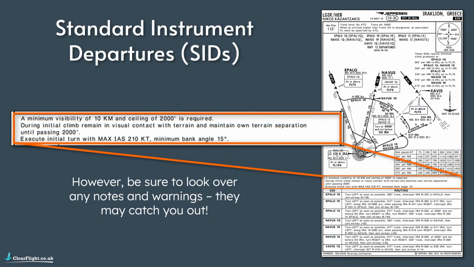This is a good example of that, where we can see here, all these SIDs say they require a minimum visibility of 10 kilometers and a ceiling of 2,000 feet. And during the initial climb, you must remain in visual contact with terrain and maintain your own terrain separation until passing 2,000 feet. Which effectively means that although this is an IFR departure, if you're going to fly any of them, you need VFR weather.